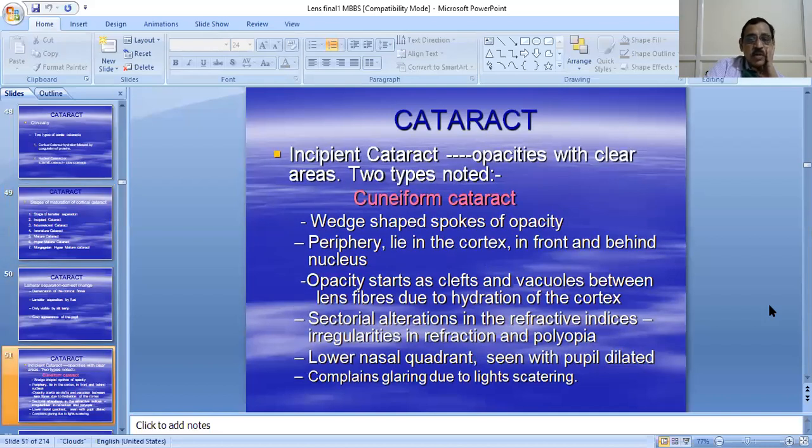Incipient cataract: opacities with clear areas in between. Two types are noted, one is cuneiform and another one is pupilliform. In cuneiform cataract, there are wedge-shaped spokes of opacity, mostly in the periphery, and they lie in the cortex, both in front of and behind the nucleus.